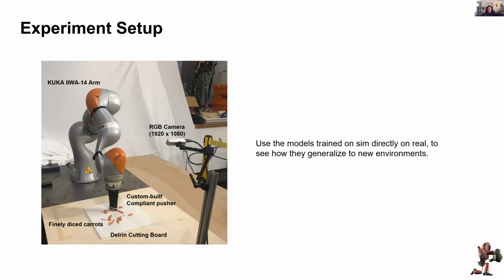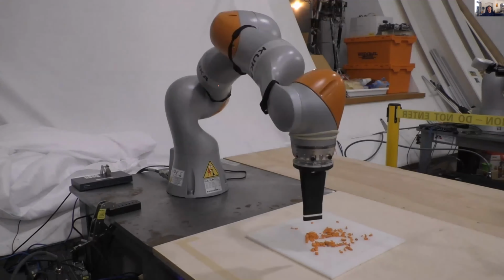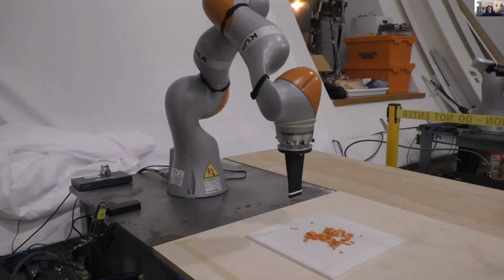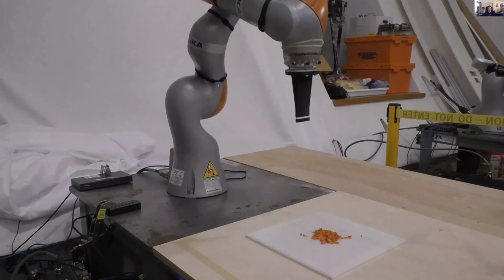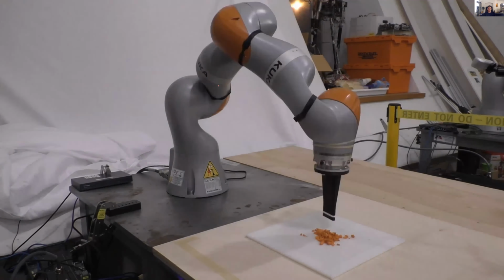So these models were trained in sim, but we're just going to use them directly in the experiment to see how they generalize to new environments. In the experiment, we have a typical setup: a camera, a KUKA arm, some pusher, and a cutting board, and we actually cut the onions carefully and finely for this task. So here's a showcase of our experiments. You can see that it's sped up, by the way, but it's successfully driving this downwards.